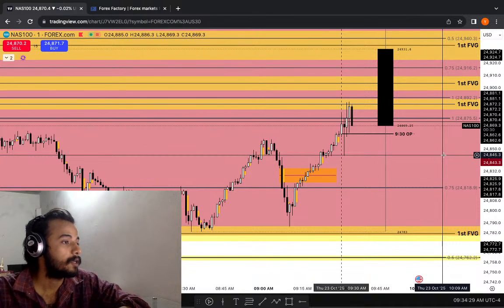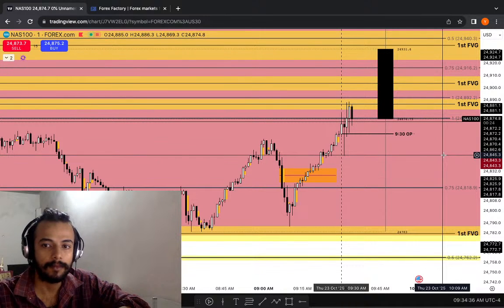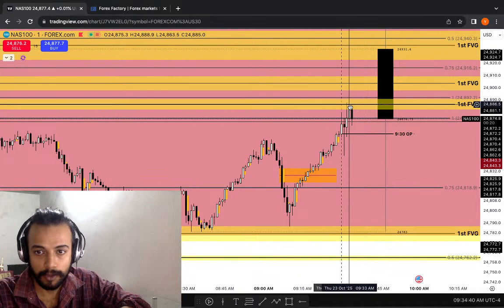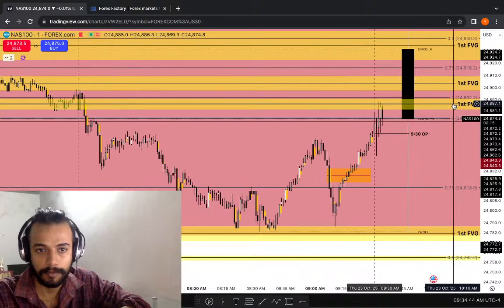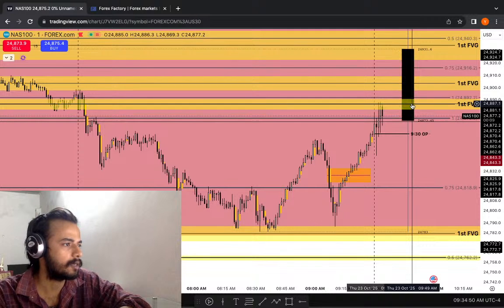I'm just looking at the little higher time frame to understand the narrative, but I don't like the way the bodies of the candles are staying below the midpoint of this first presented fair value gap. That is something I'm not liking that much.